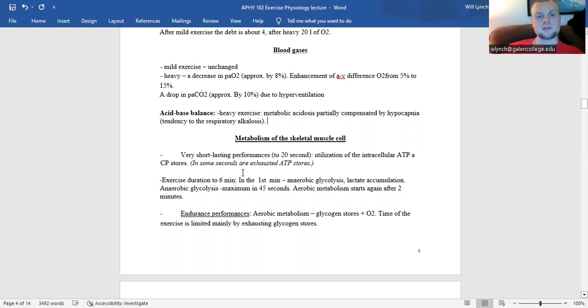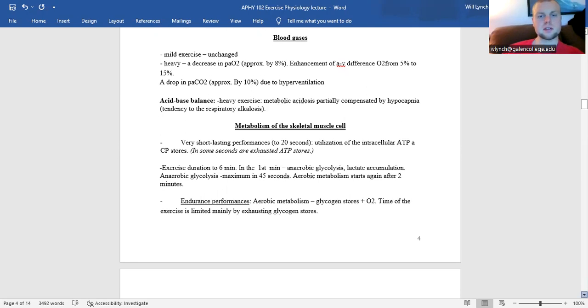For exercise duration that is going to last up to 6 minutes, we can see a switch in this time period. So for the first minute, we have anaerobic glycolysis and lactate accumulation. Anaerobic glycolysis is a maximum of about 45 seconds or so. Aerobic metabolism is going to pick up after about 2 minutes into exercise.